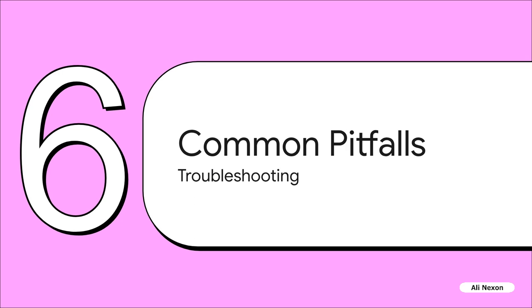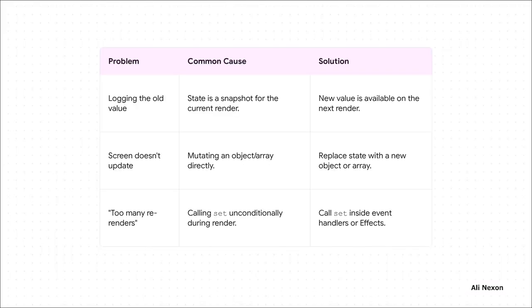Okay, we've covered all the core theory. Let's wrap things up with a super practical troubleshooting guide for the most common errors you are definitely going to run into. Here are the big three. First, you log your state right after setting it, but you see the old value. What's going on? Remember, state is a snapshot. The new value won't be available until the next render.